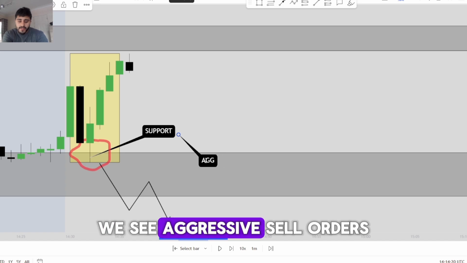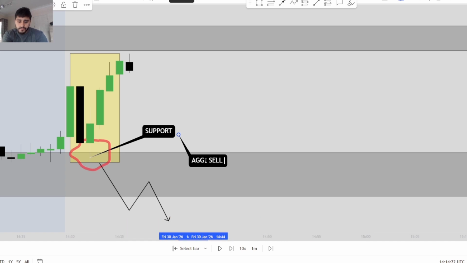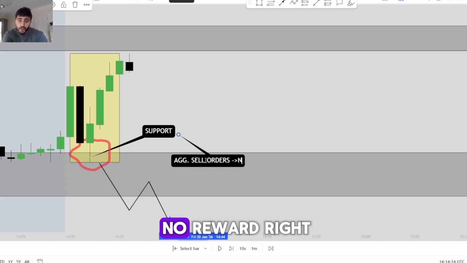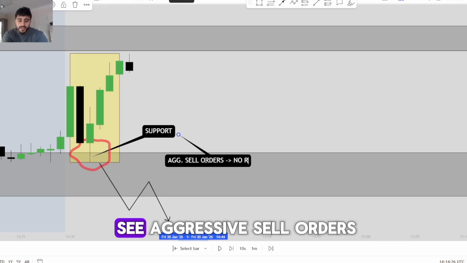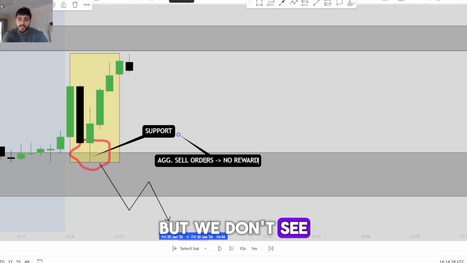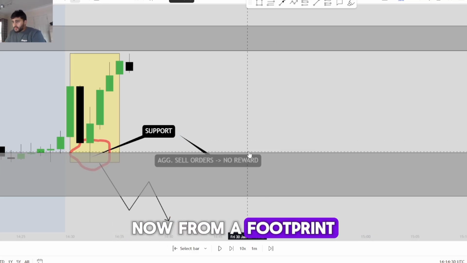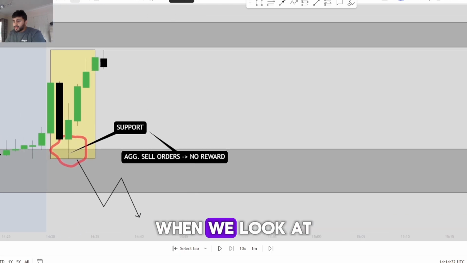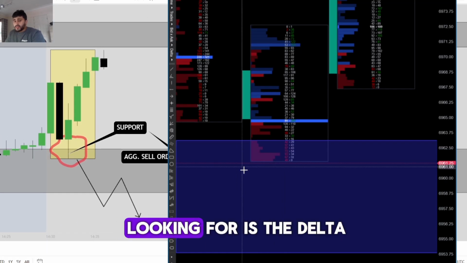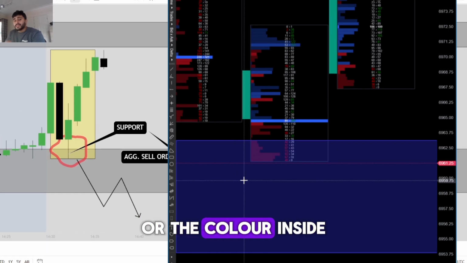The reason it's a support is because we see the following steps. We see aggressive sell orders, and we see no reward. So this is what we're looking for. We see aggressive sell orders, but we don't see any reward. Now, from a footprint chart perspective, what we're typically looking for is the delta, or the color inside the candle.